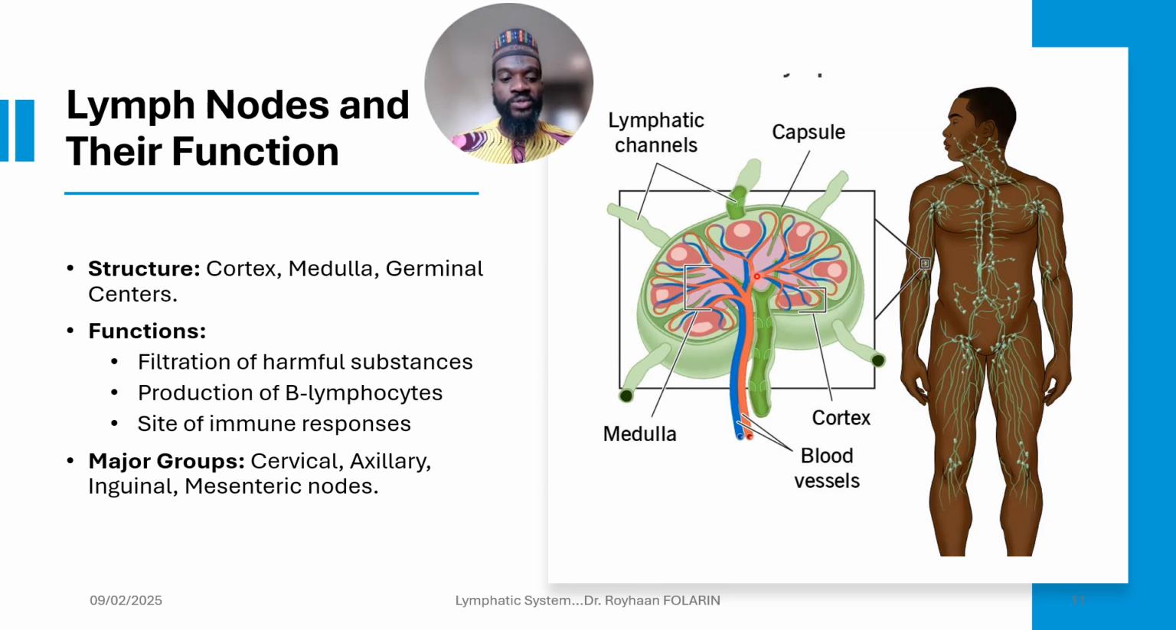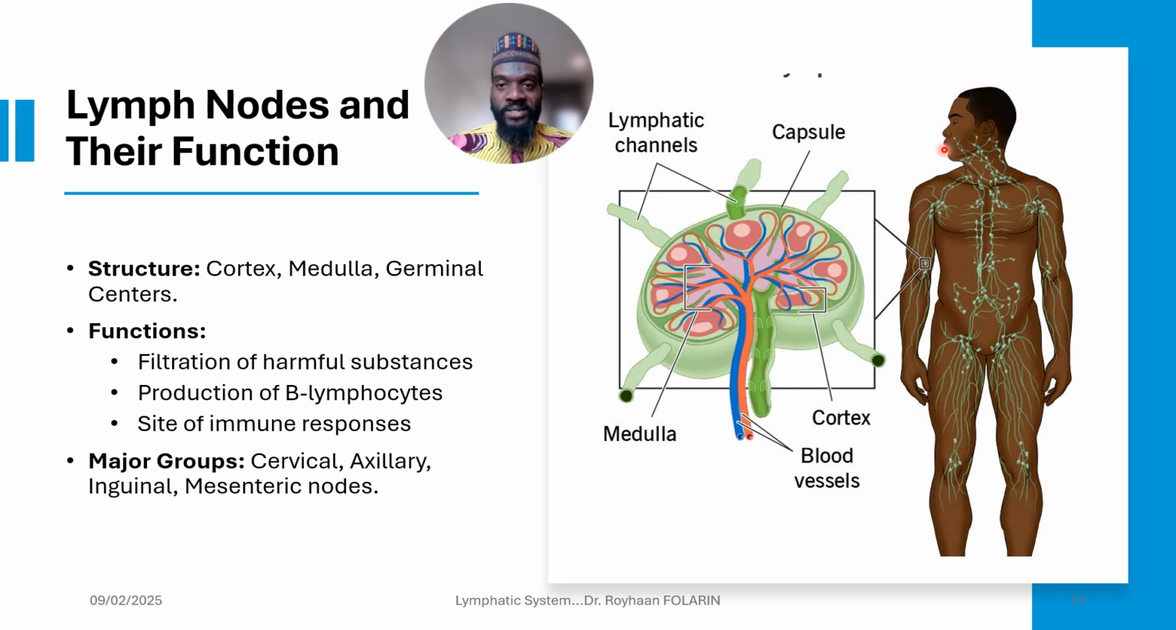So the primary functions of the lymph node is to filter harmful substances from the lymph, producing lymphocytes and serving as site of immune responses. There are major groups of lymph nodes across different parts of the body. So you have the ones in the neck region, referred to as the cervical lymph nodes. Then you have the axillary lymph nodes. You have the inguinal lymph nodes. You have as well the mesenteric lymph nodes, each strategically positioned to monitor lymph from different body regions.